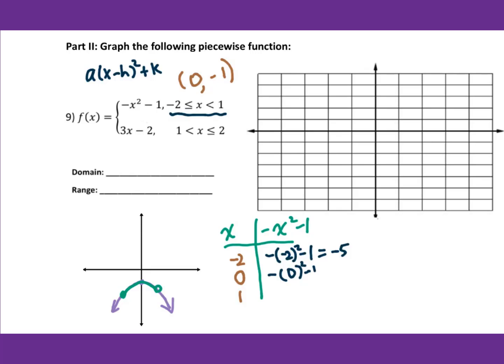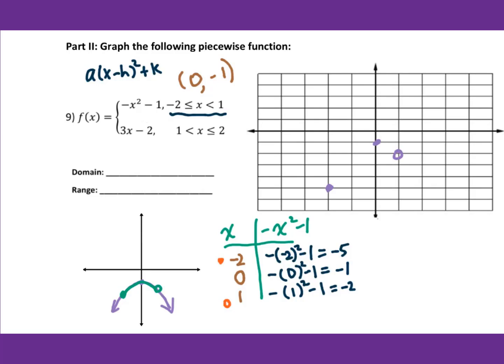-2 squared minus 1 equals -5. -0 squared minus 1 equals -1. -1 squared minus 1, you get -2. Then for the first point, that's a closed circle. This is an open circle. Now we plot these 3 points. Get -2, -5. Closed circle here. Then 0, -1. It's here. 1, -2. This is an open circle.